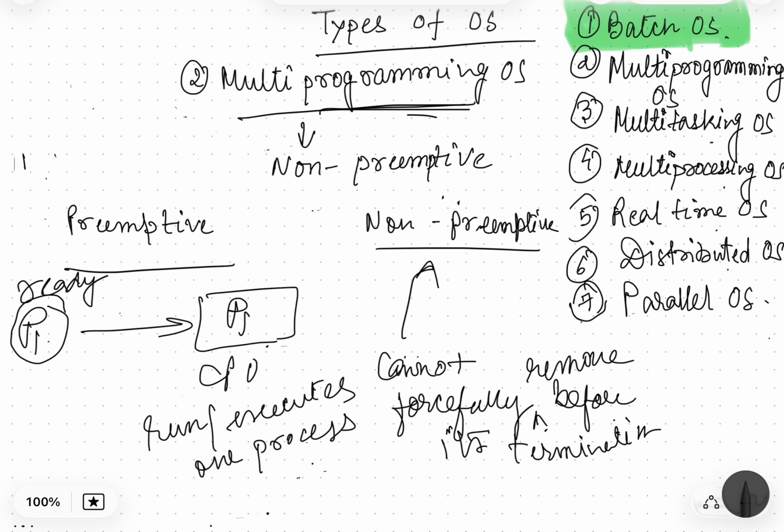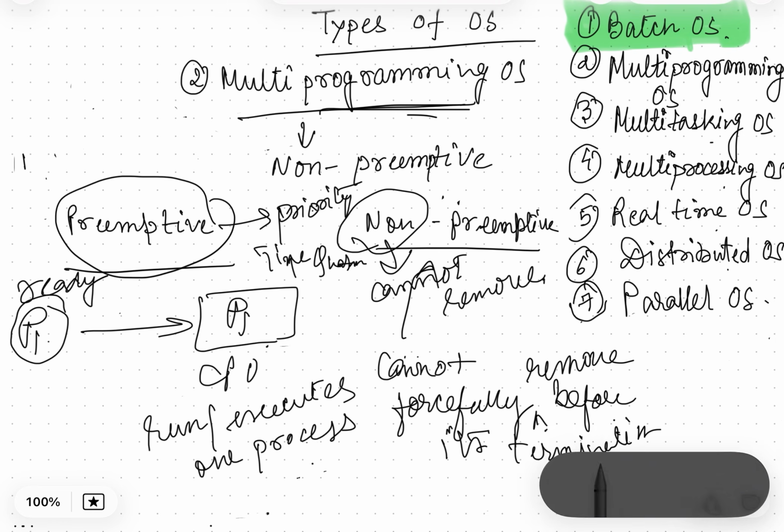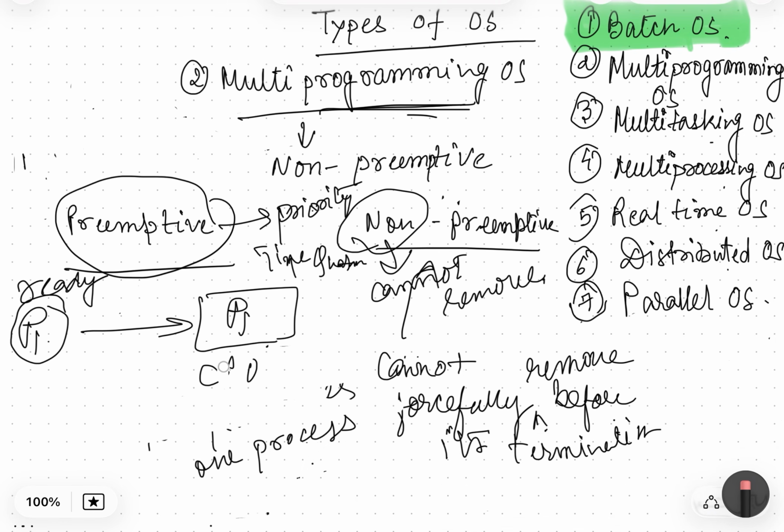Always remember how to distinguish between preemptive and non-preemptive: non means cannot remove. And what is preemptive? Preemptive means the CPU can remove the process, and the CPU can then be given to some other process by the OS. Generally this case happens if there is a higher priority process, or in case of time quantum. What do you mean by time quantum? Let me explain that first.